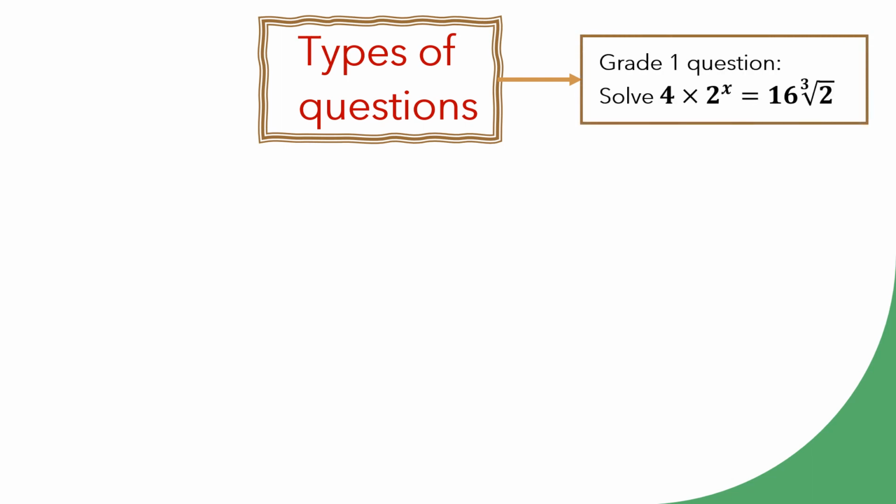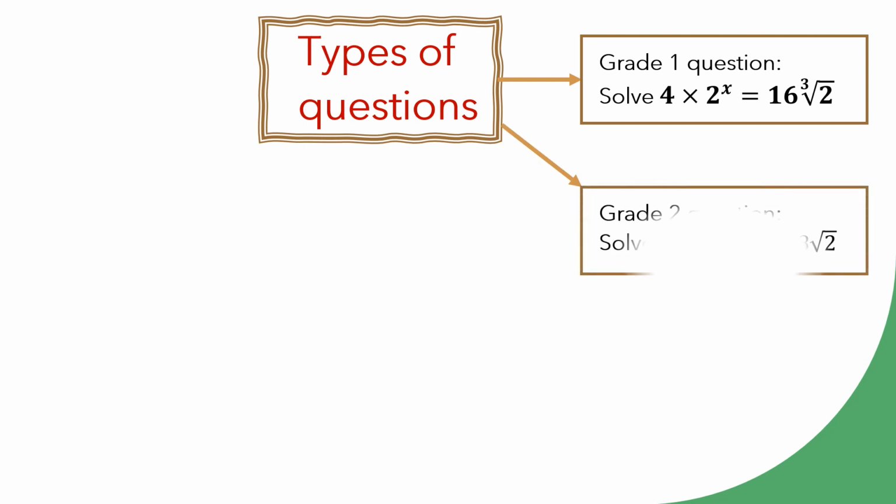If you look at these questions here, it's considered grade 1 because you just need to express all the numbers as base 2, and then you just apply one or two rules of the indices and you can solve it. Similarly for grade 2, it's harder than grade 1. Why? Because it's not just as simple as expressing all the terms as base 2. You have to apply some factorization here.